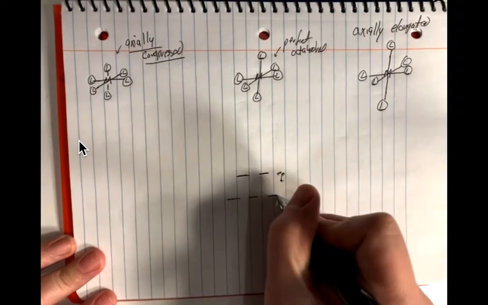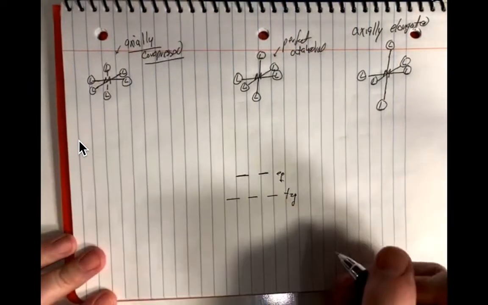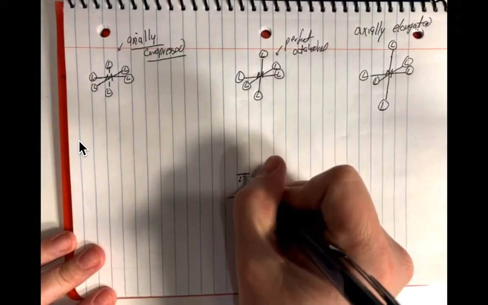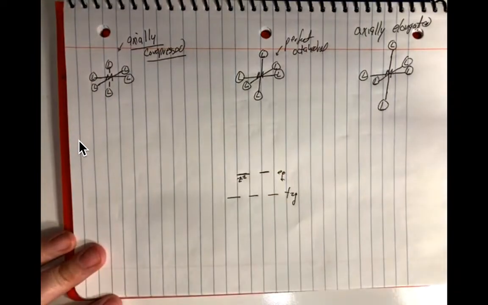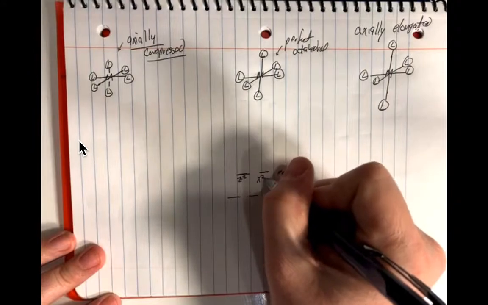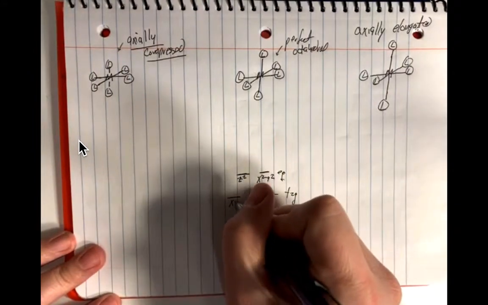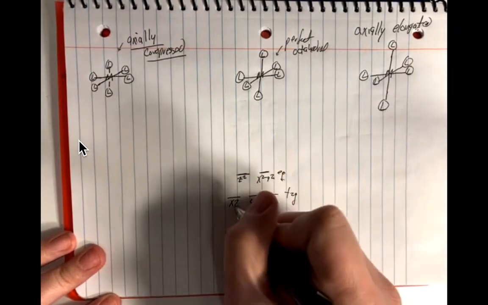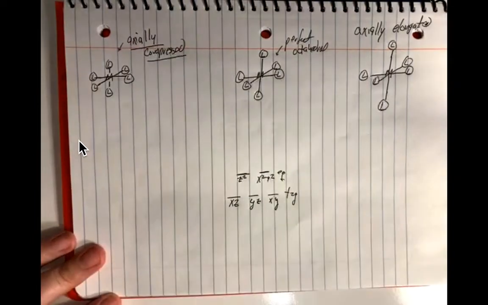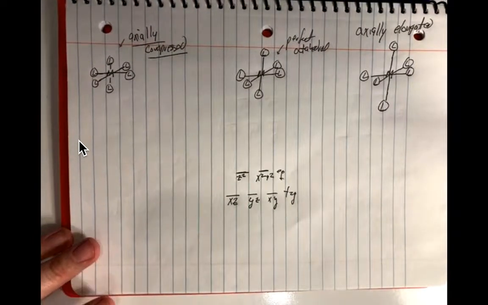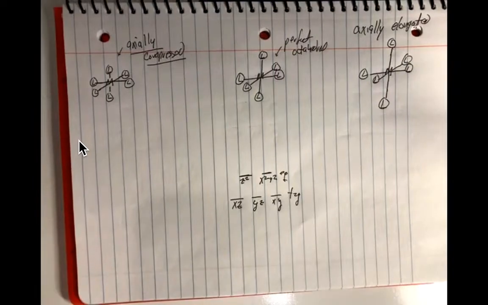T2G set. And this time, let's go ahead and also put our labels for individual orbitals. So z squared, x squared minus y squared, xz, yz, and xy. And first, let's look at an axial compression. We'll go and do the one here on the left.